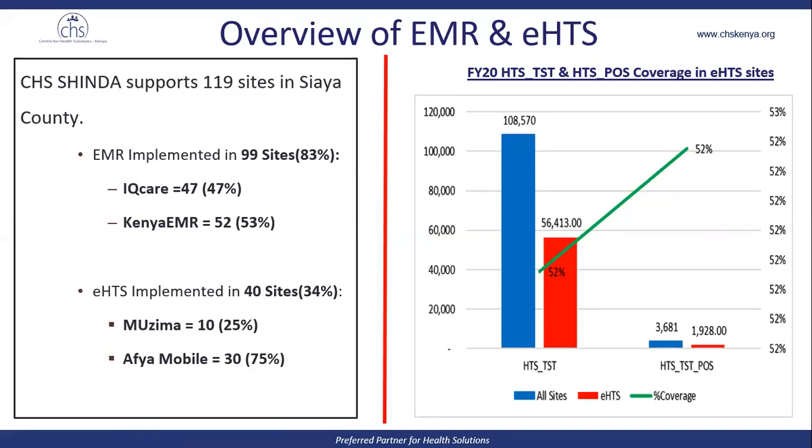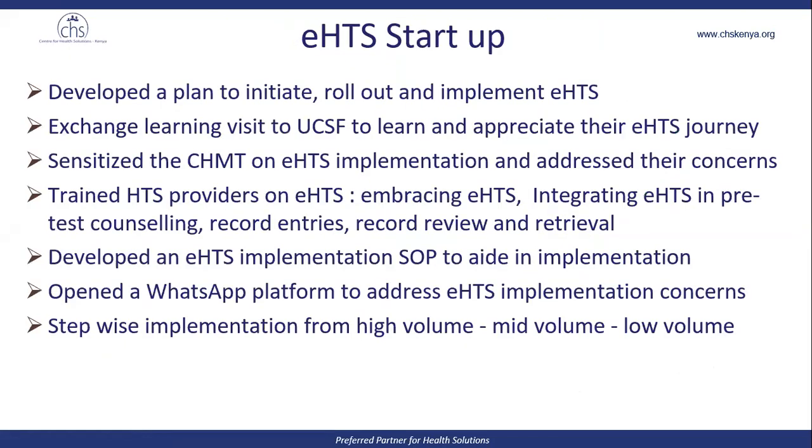When we were starting, we looked at the bulk of our HTS testing, and the bulk came from these 40 sites. These 40 sites were contributing 52% of the tests that we were conducting, and also 52% of the HTS positives in the program. These were mainly high volume sites, and also some mid volume and some low volume sites. It was just to show the coverage of how we decided to implement. Now our startup journey, to show how far we've come.